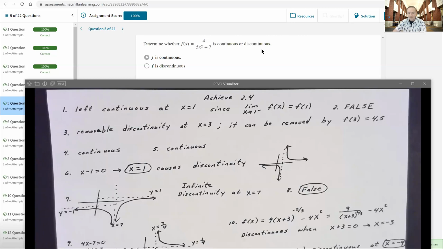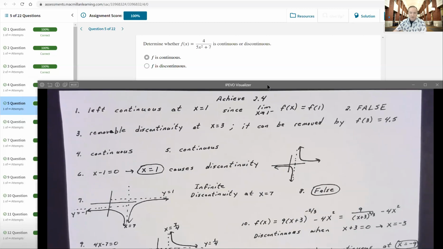That's continuous. But the problem here is that in a rational function, you might say, yeah, but wherever the denominator is equal to 0, it's not going to be continuous. Well, 5x squared plus 7 is a parabola that shifted upward 7 units. It's never going to touch the x-axis. So I can say since the denominator is never 0, we know that this overall rational function is always continuous, and thus I chose that.